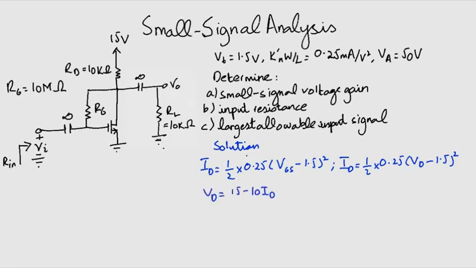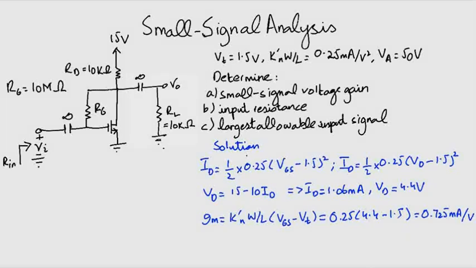Moving on, we can write VD as 15 minus 10 ID. Solving this equation together with the drain current equation gives us the value of drain current as ID equals 1.06 milliampere and VD equals 4.4 volts. gm is given as 0.725 milliamperes per volt. The output resistance is also easy to find. It is 47 kilo ohms.